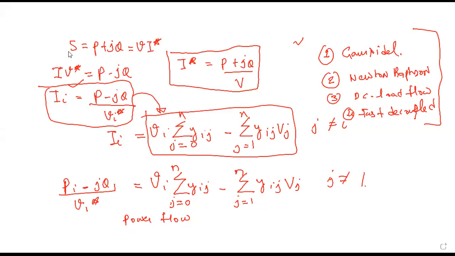This is how S is equal to P plus jQ, V I conjugate, and from where these equations are coming. So the most important part here would be about understanding. Do you know about the slack bus, load bus, regulated bus? What is a slack bus? Can you tell me?